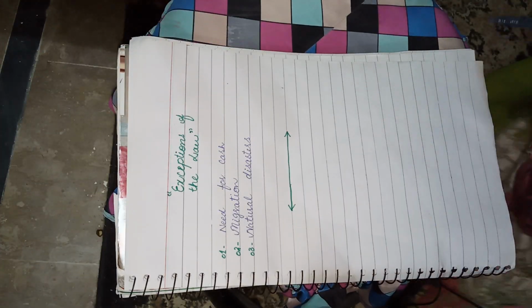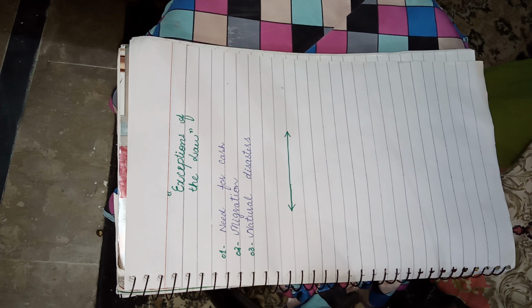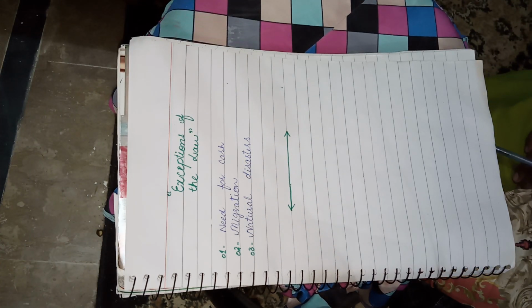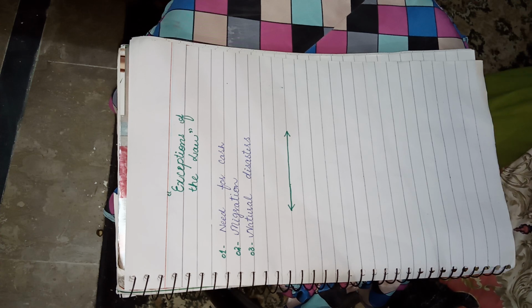Now we will move towards the exceptions of the law. In the exceptions of the law, we'll discuss some conditions in which the law doesn't hold, and these are the exceptional cases, means extraordinary cases, we can say, for understanding. Number one is need for cash. If a producer needs urgent cash in an emergency situation, then he will not be careful about the price or any other factor. He will sell his product whatever the price is in the market.